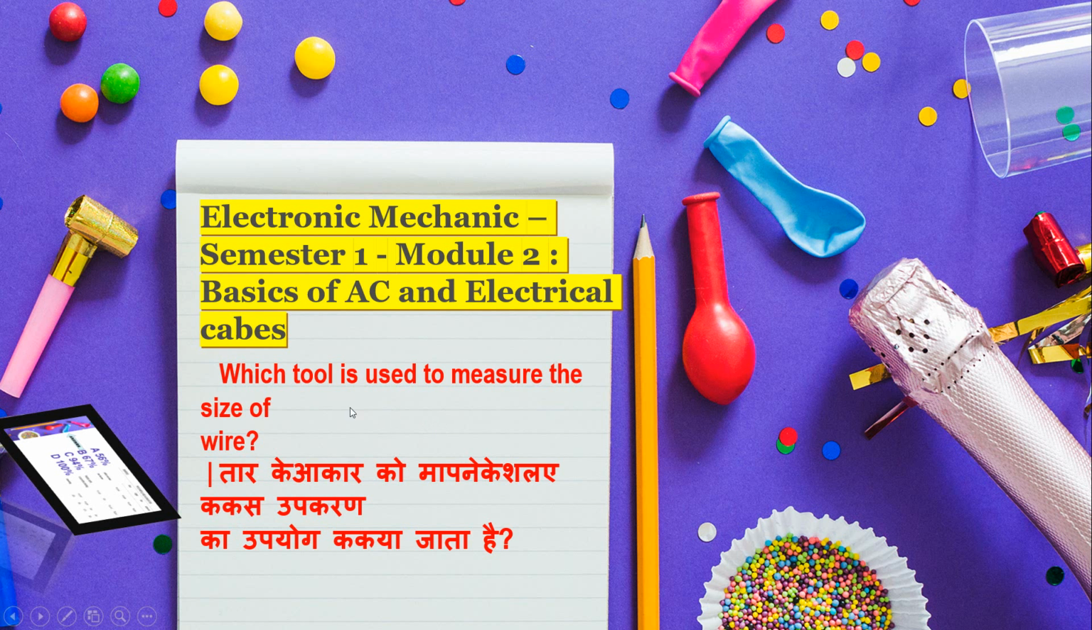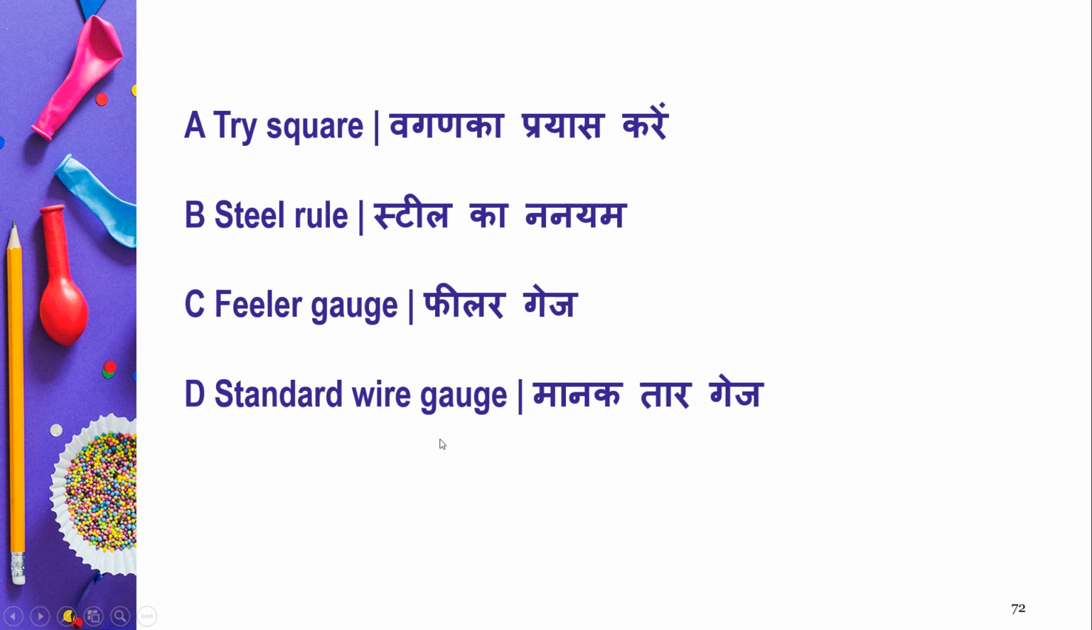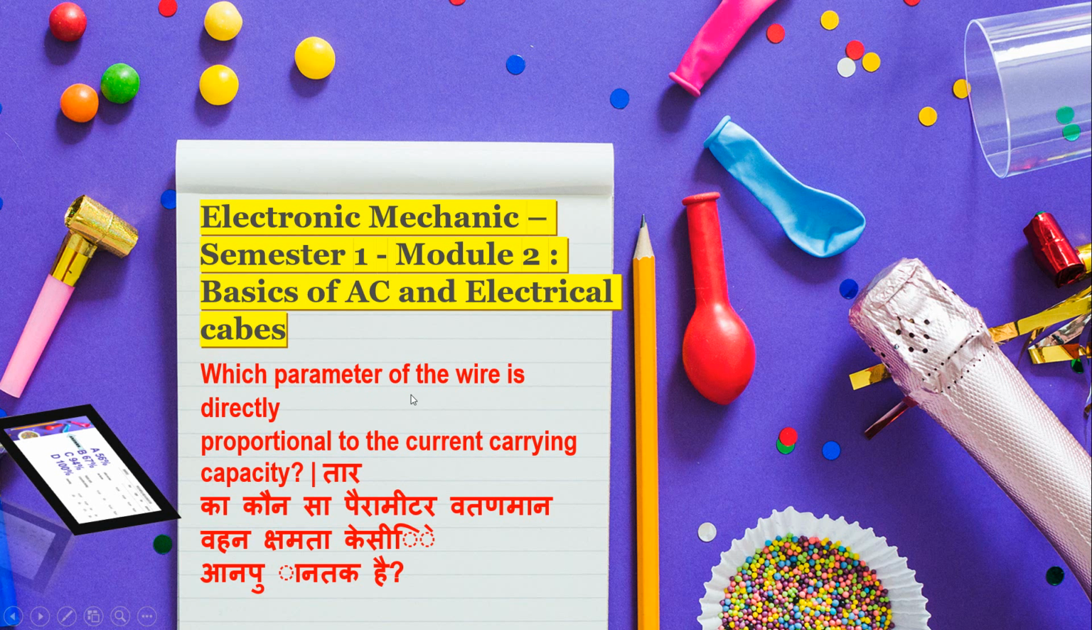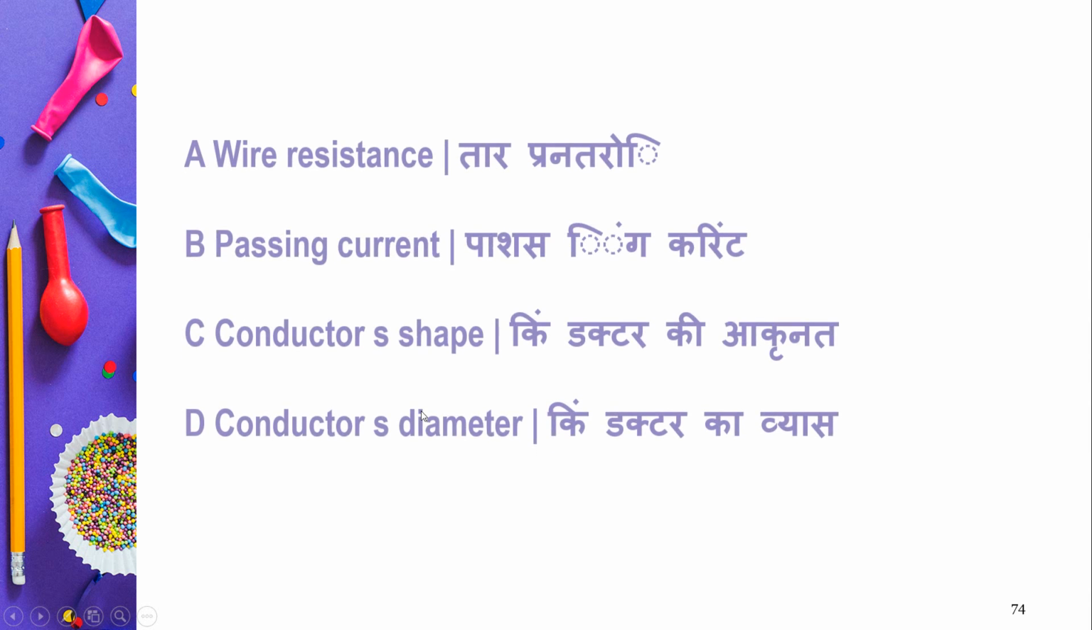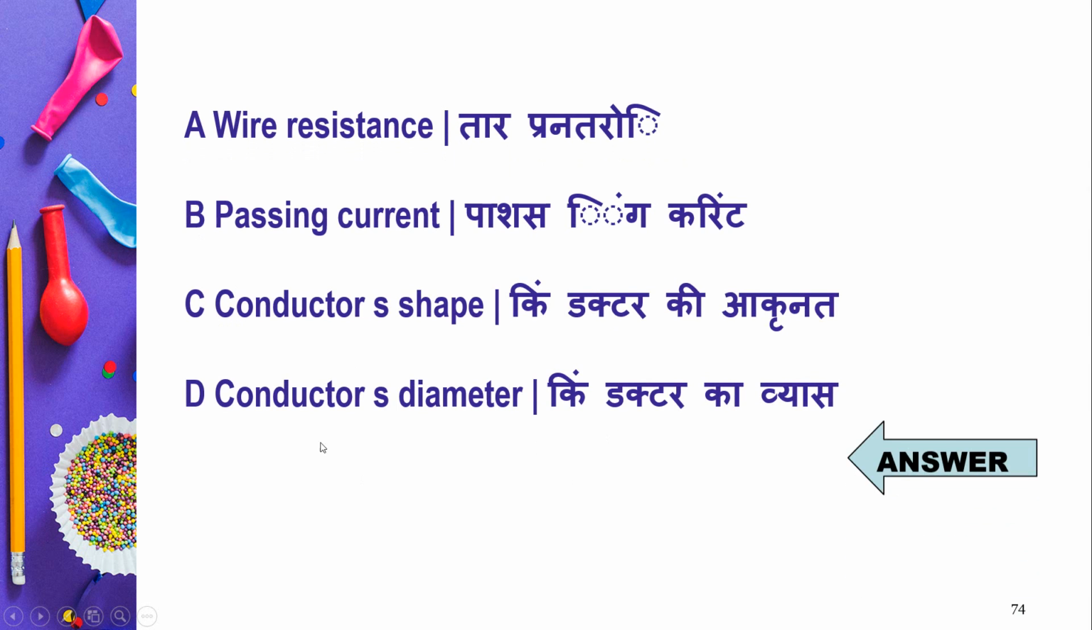Which tool is used to measure the size of the wire? We know that standard wire gauge. Standard wire gauge is used to measure the wire diameter. Which parameter of the wire is directly proportional to the current carrying capacity? This question is repeated again. The answer is conductor's diameter.